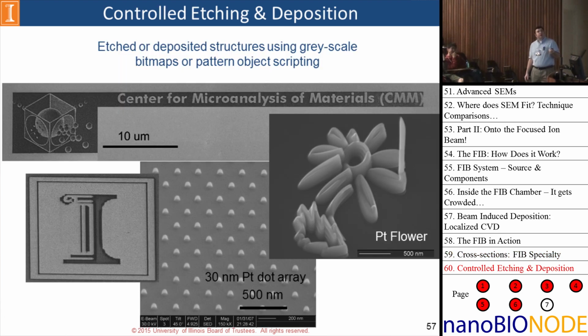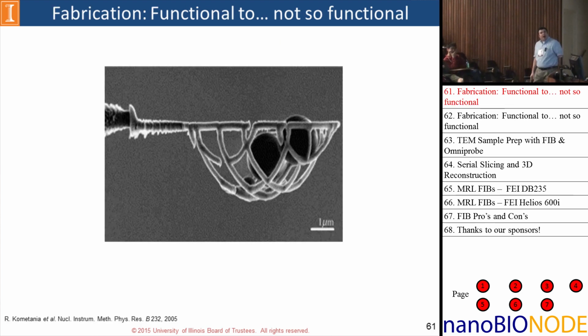Some other examples: controlled etching and deposition. Everyone that has a FIB is always going to put their center name or the university logo. But you can do a lot of other fun stuff too. We have dot arrays that can be used as masks or emitters. I don't remember who did this, but it's a platinum flower that they built.